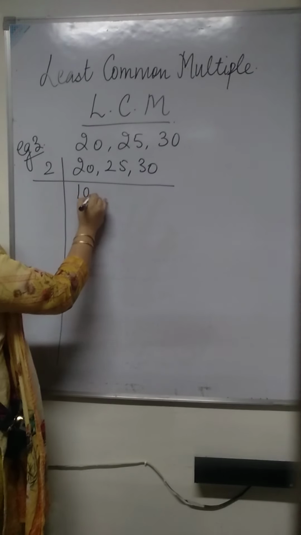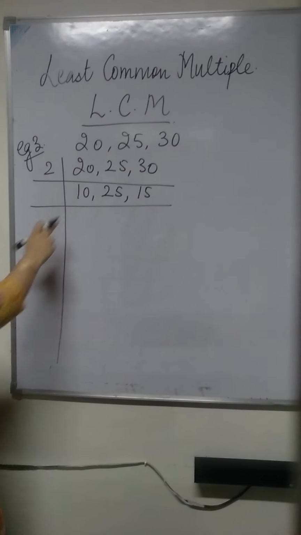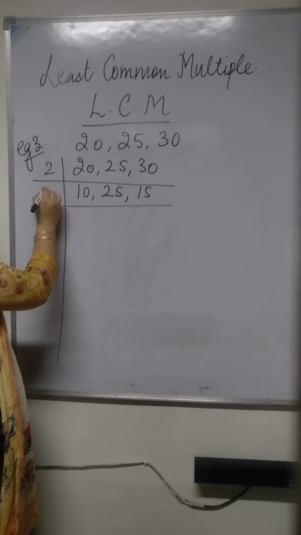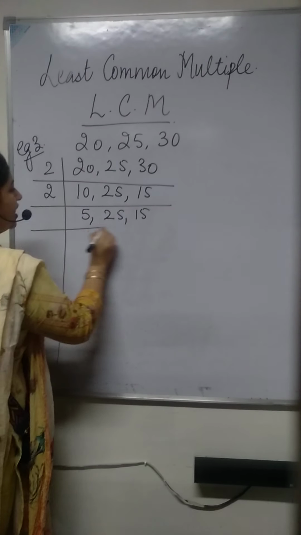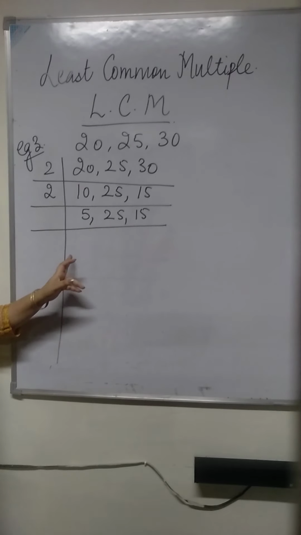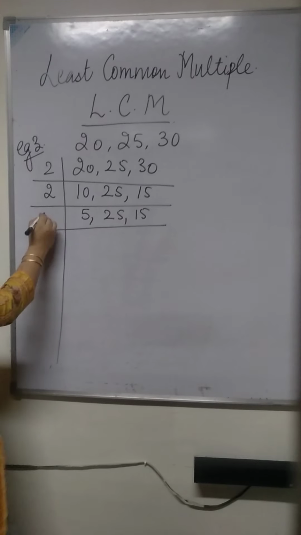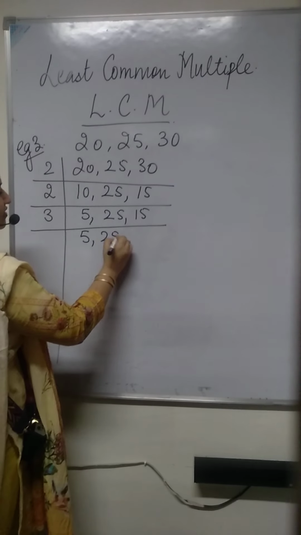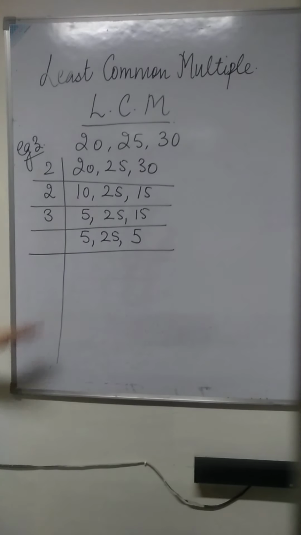Now 2 10s are 20, 25 as it is and 2 15s are 30. Then again 10 is divisible by 2, so we are going to use 2 again. 2 5s are 10, 25, 15 as it is. Now again I am saying although these numbers come in the table of 5, you can use 5, but still I am using the next prime after 2, that is 3, as the number 15 is divisible by 3. So 3, 5 as it is, 25 as it is and 3 5s are 15.